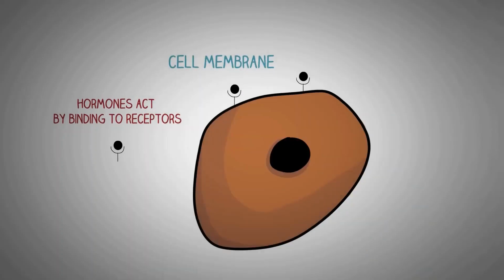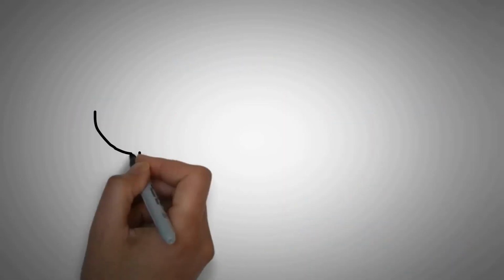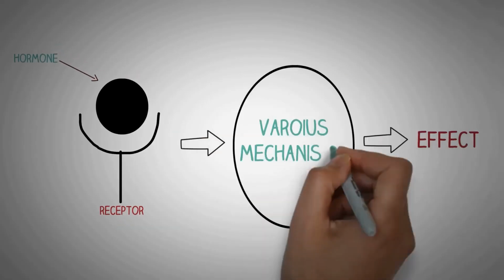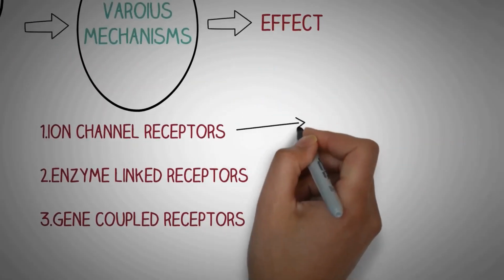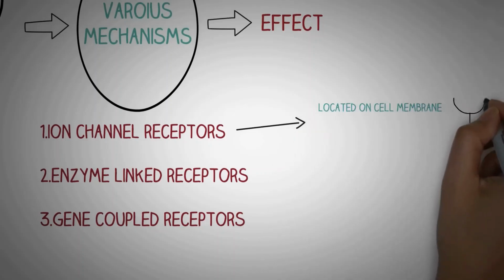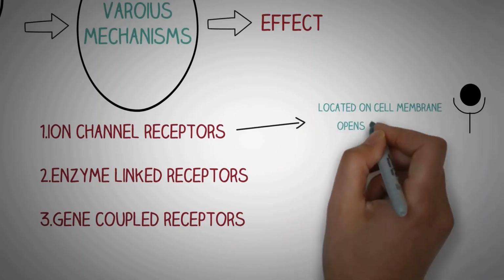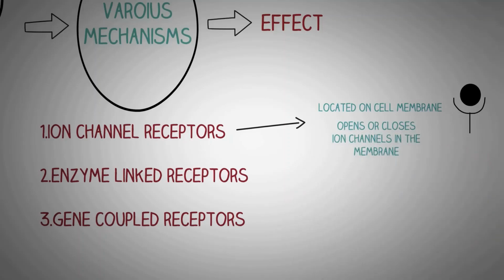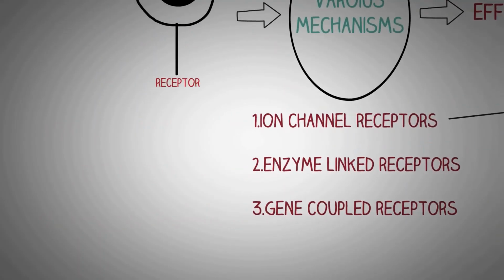These hormones exert their actions on the cell by binding to specific receptors. Now these receptors may be located on the cell membrane, they may be present inside the cell cytoplasm, or even inside the cell nucleus. Once these hormones attach to their receptors, they exert their effect through different mechanisms, which leads to the effect of the hormone. One important mechanism is the ion channel receptors.